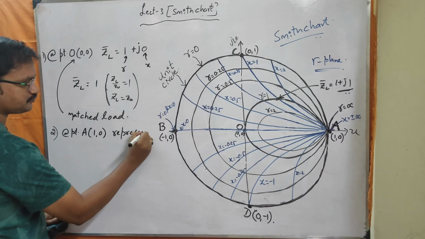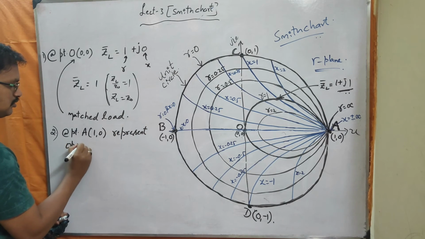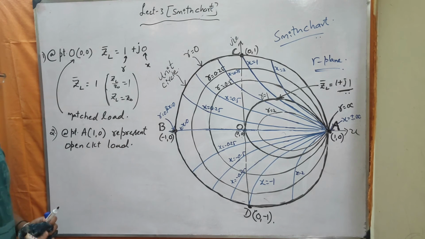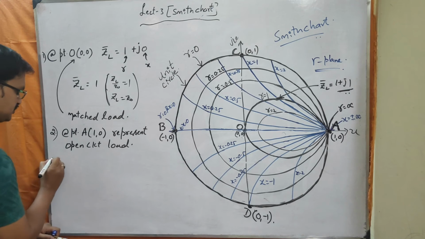So point A of 1, 0 represents open circuited load. It represents what? Open circuit load. Okay. Next, third point.